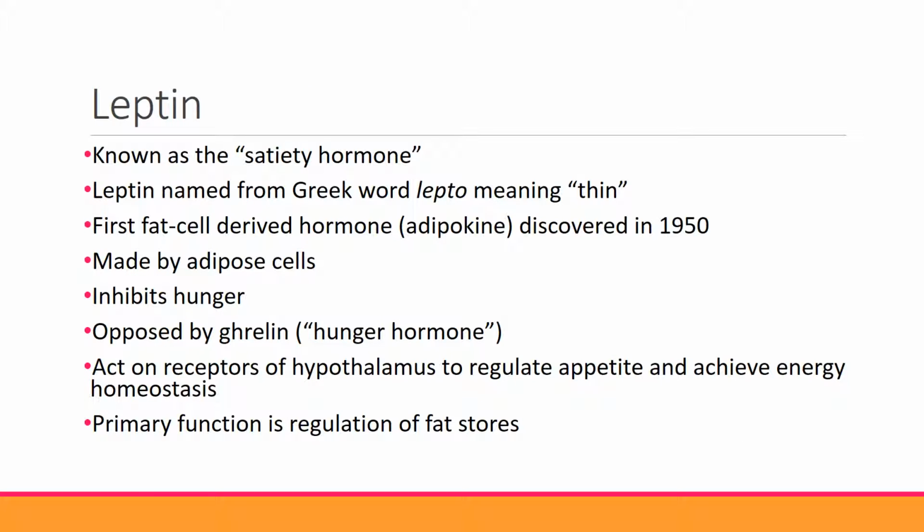It is known as the satiety hormone, and it's named from the Greek lepto meaning thin. It is the first fat cell derived hormone or adipokine, and it was discovered in 1950. So it's made by adipose cells and inhibits hunger, and is opposed by ghrelin, which is known as the hunger hormone. Leptin acts on the receptors of the hypothalamus to regulate appetite and achieve energy homeostasis. And again, its primary function is the regulation of fat stores.